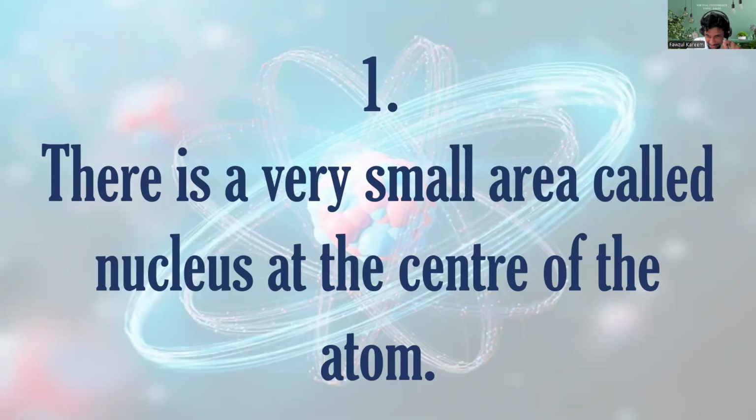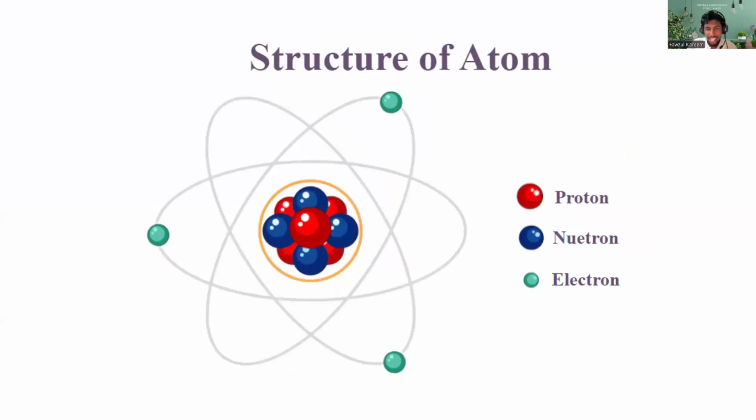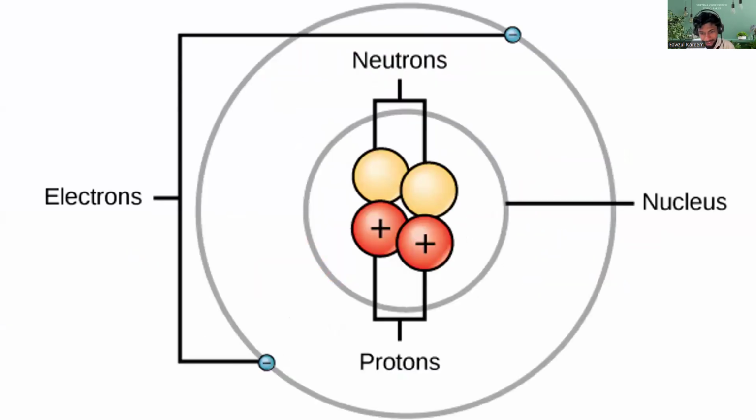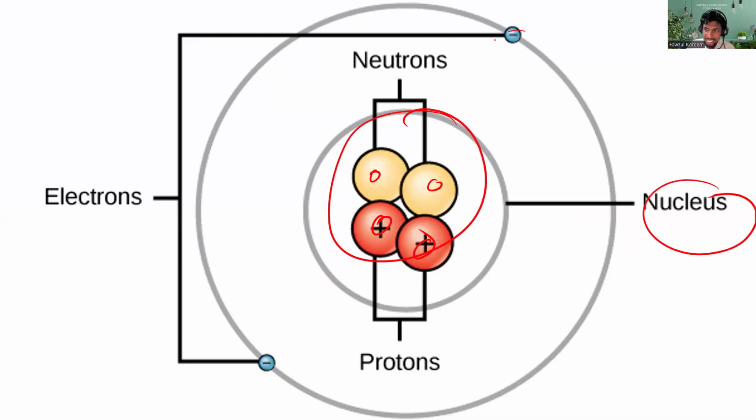The nucleus is there. At the center we have the proton and the neutron. Here you can see the neutron has no charge, the proton is positively charged, and that area is called the nucleus, and the electrons are revolving around the nucleus.